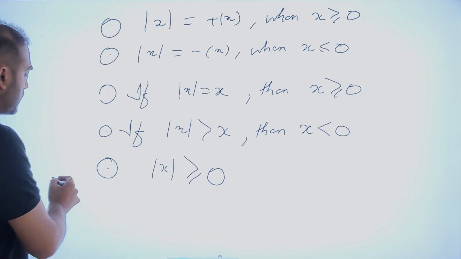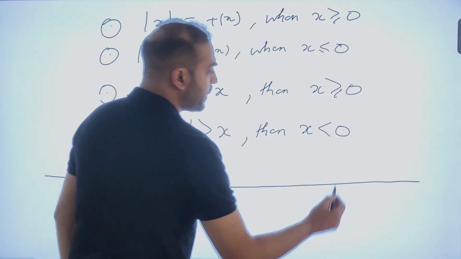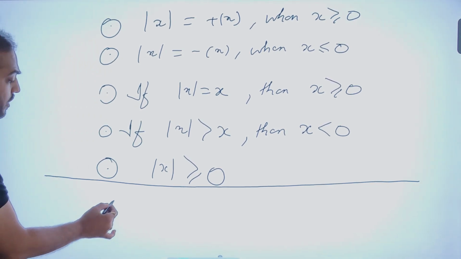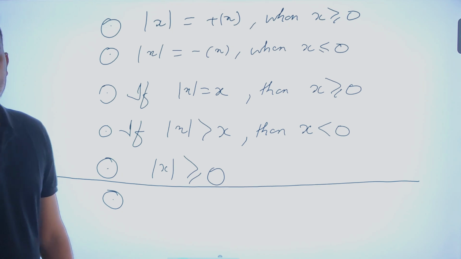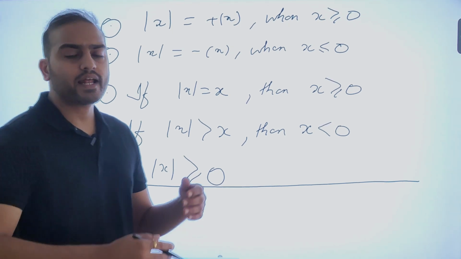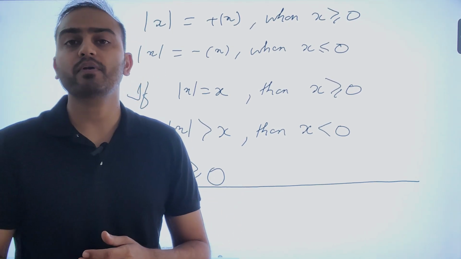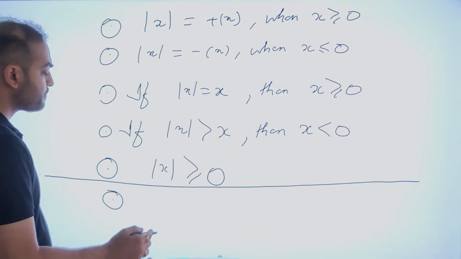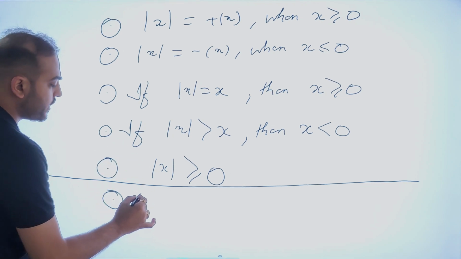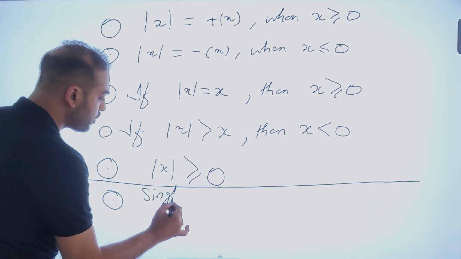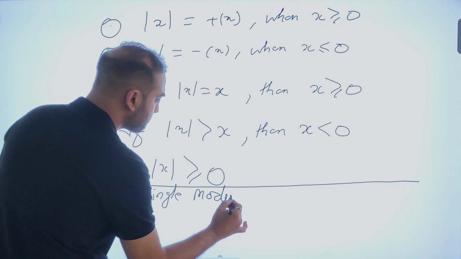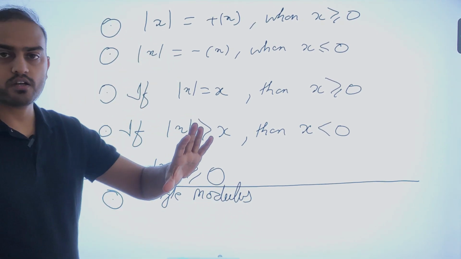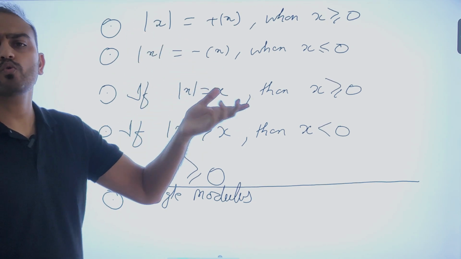Now another important point that comes here is, when do I use method number 1? As I told you, I'll teach you both the methods, and at the same time I'll tell you when to use those methods. So remember, use method number 1 when you have a single modulus in the question. When you have a single modulus sign in the question, you can easily break it into two parts.